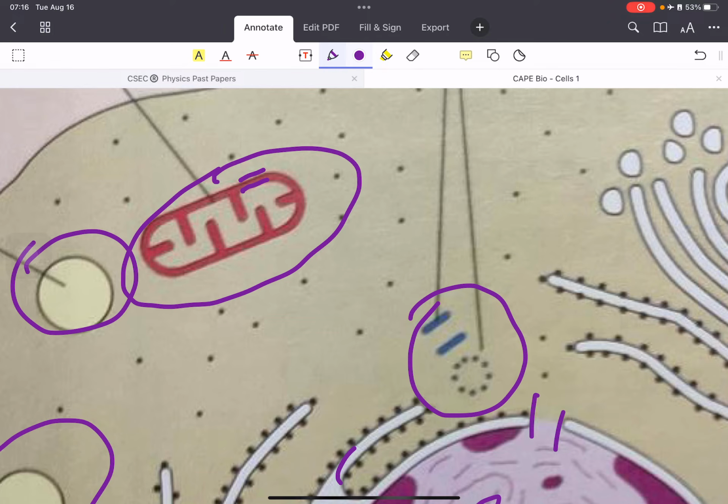In the inner portion, it's highly folded. You can see lots of different folds here, and these folds are called crista, or cristae is the plural, C-R-I-S-T-A-E. These contain many enzymes and proteins, and all of these are important for the synthesis of ATP. Remember, we want energy in the mitochondria, and ATP is the general currency of energy in all living things.